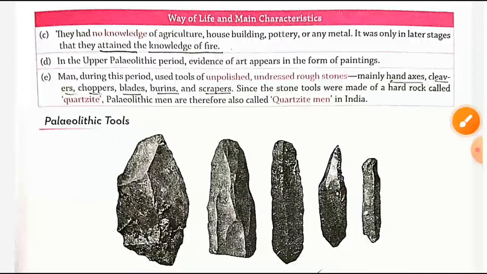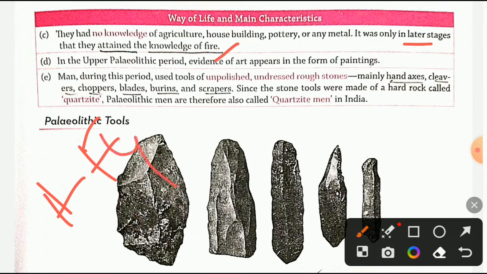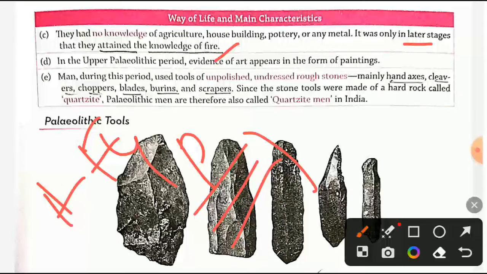way of living. They had no knowledge of agriculture, house building, pottery. It was only in the later stage they attained knowledge of fire. So they did not have any knowledge of agriculture. They only were hunters and food gatherers. Paleolithic also is divided into different parts, that is upper, middle and lower, 3 parts. In the Upper Paleolithic, evidence of art appears in the form of paintings.